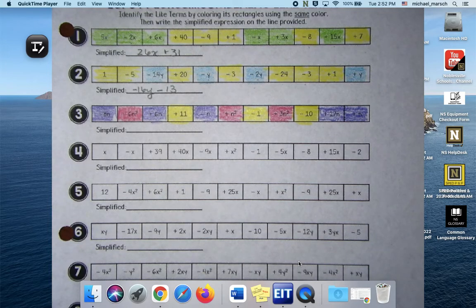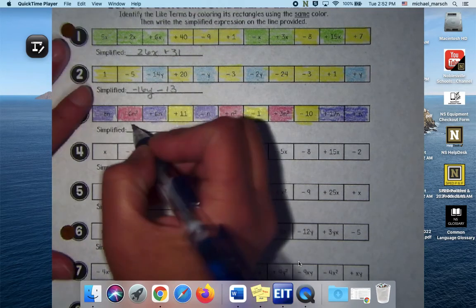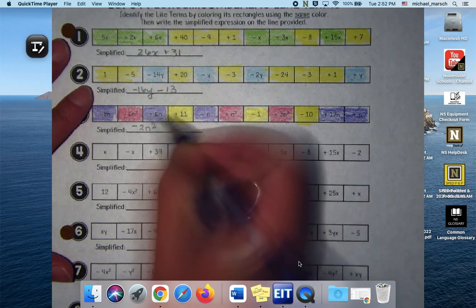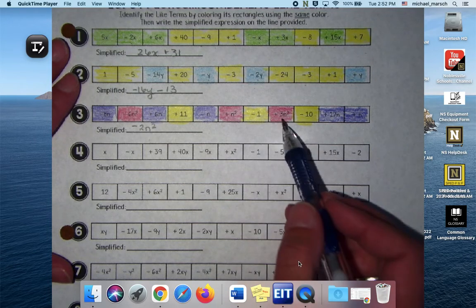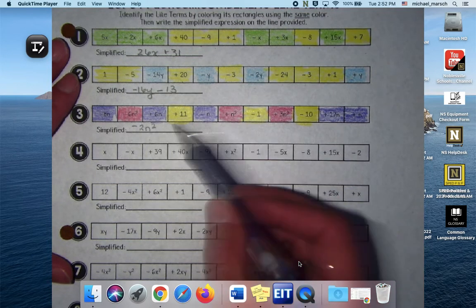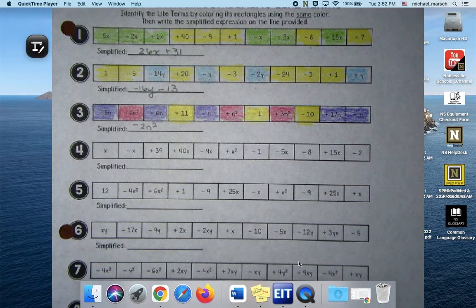Okay, so let's start with our n squared terms. How many n squareds do we have? What I want you to do is actually do the math with combining the coefficients. So negative 6 plus 1 plus 3. Negative 6 plus 1 is negative 5, plus 3 is negative 2, n squared.